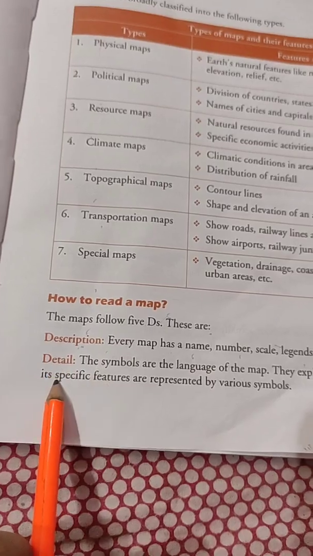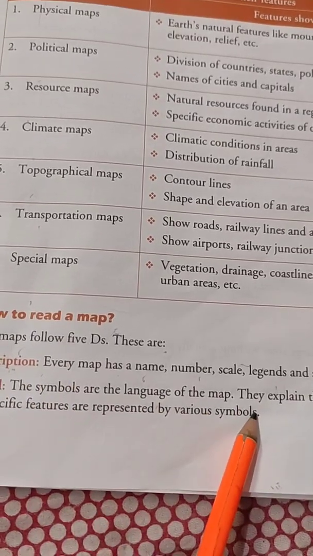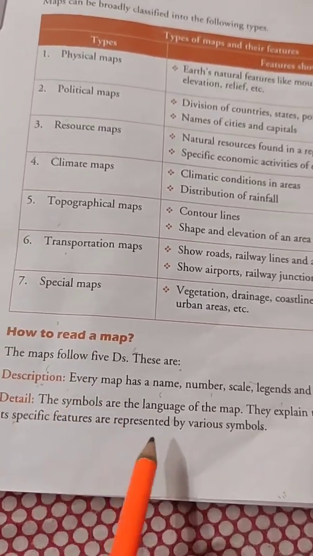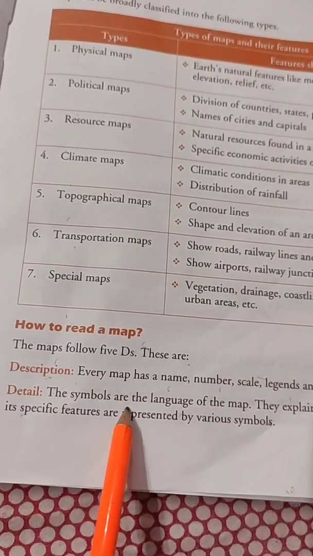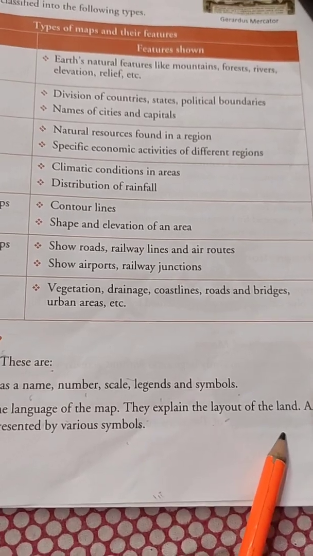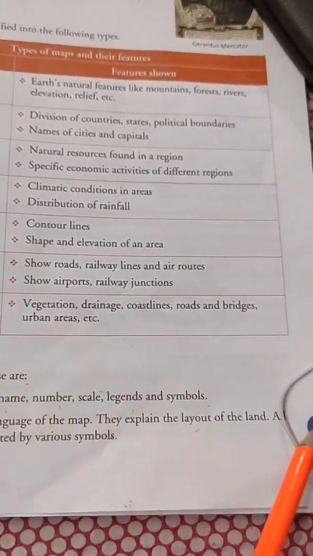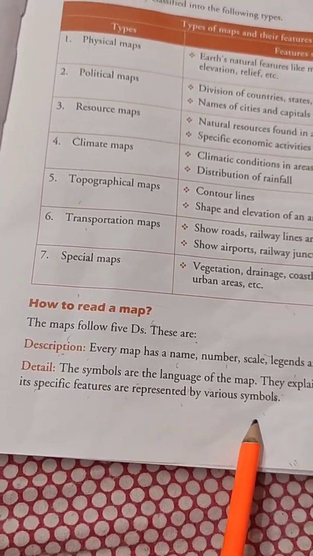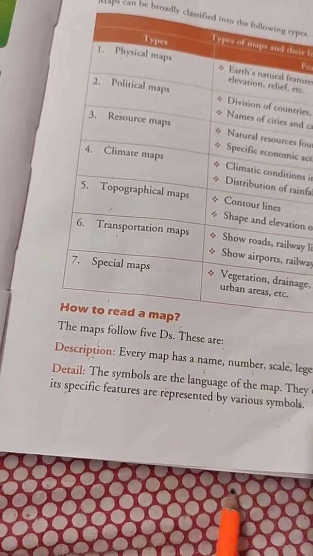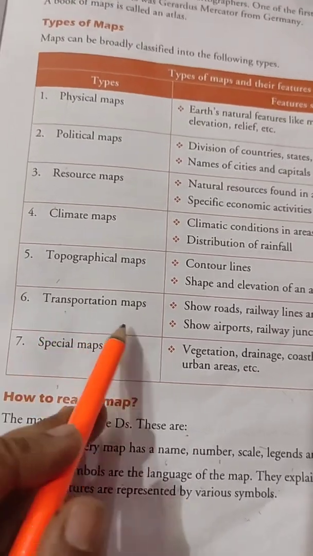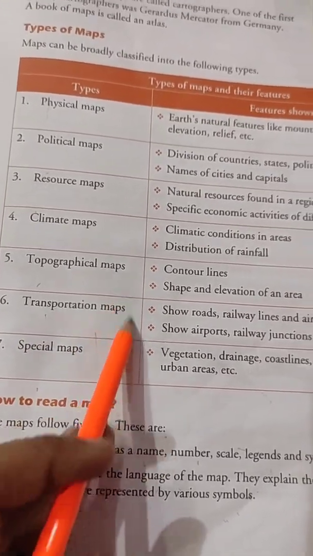Then detail. Detail means the symbols are the language of the map. The symbols means nishan, anything. So it's a small thing. The symbols are the language of the map. They explain the layout of the land, means what type of land it is. So all its specific features are represented by various symbols. Suppose there is a big temple, so we will not make that much big temple. We will just show it with a triangle, or a church, we will show it with a cross, like those symbols.